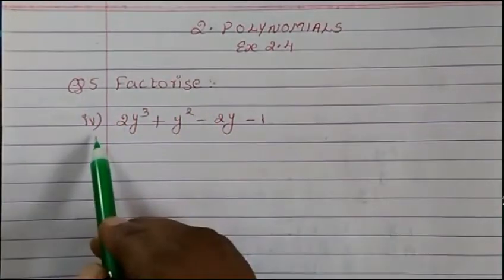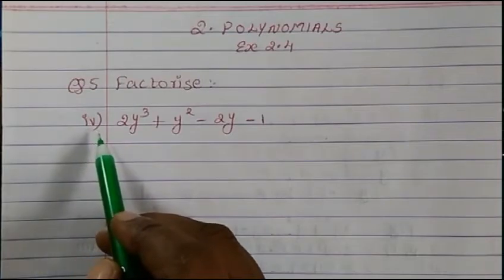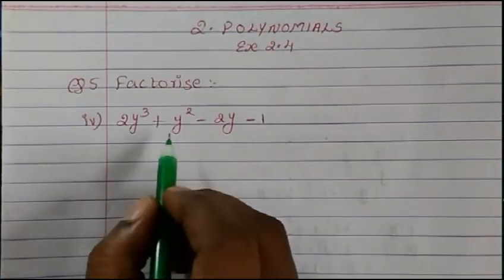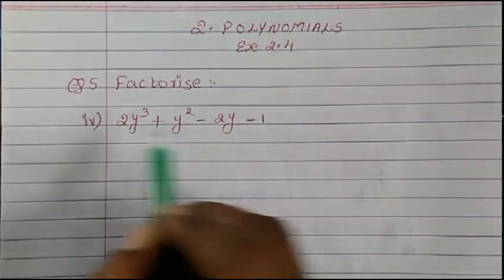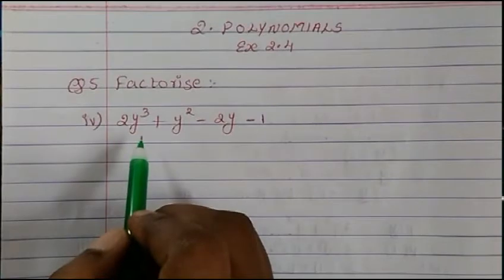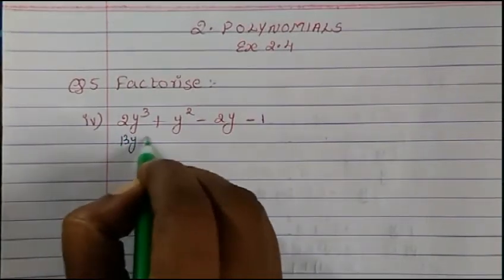Today we are going to study from 9th class, chapter 2 polynomials, exercise 2.4, question 5, factorize. We are going to do the fourth part of it. Already I have done the three parts of it, so if you go through it, you will understand. What we do here is find the factors for this polynomial. Since it is a cubic polynomial, there will be three factors. The first factor we find out by trial method.